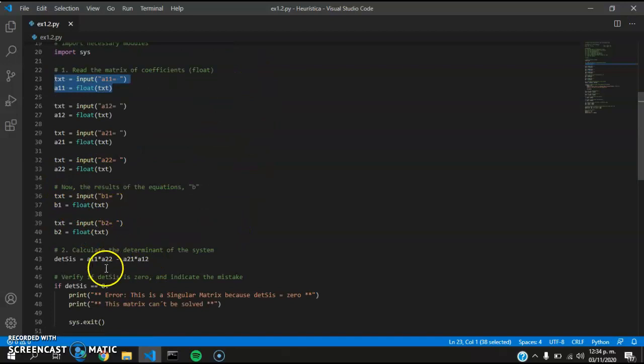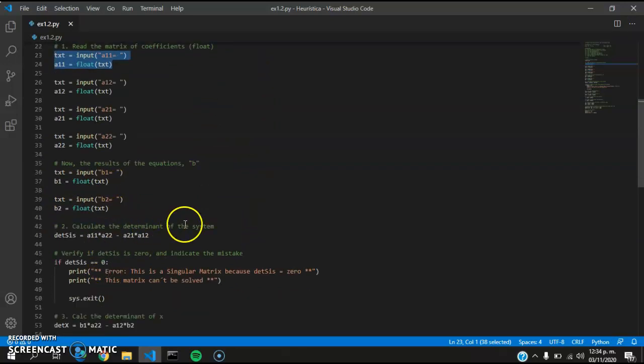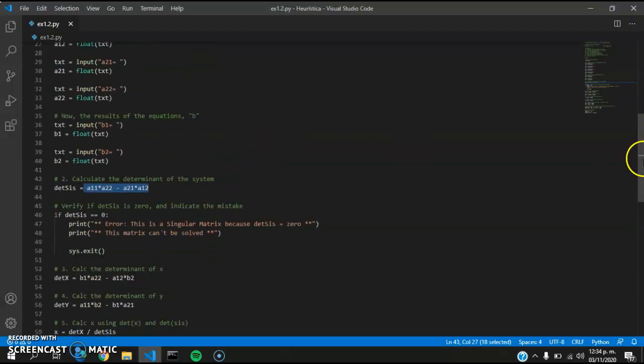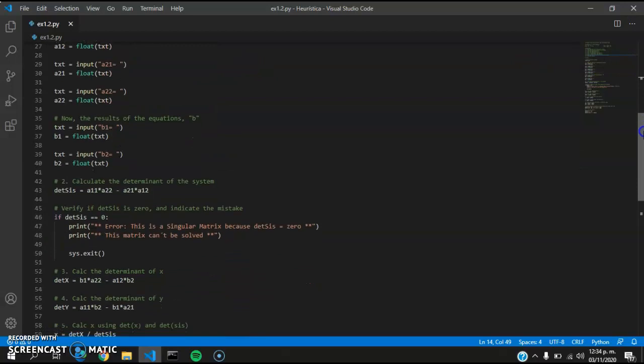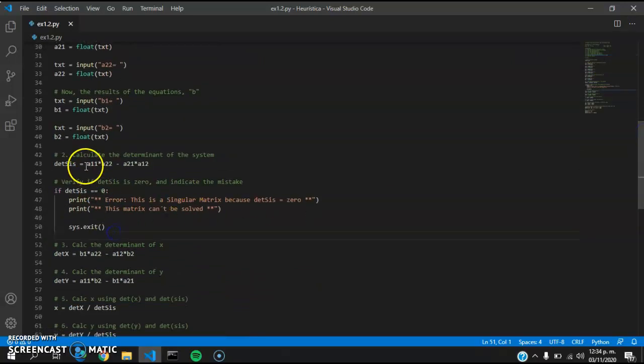Now that we have those, we're going to calculate the determinant of the system. As I was saying, this is the formula, which consists of multiplying A11 times A22 minus A21 times A12, and the result would be your determinant of the system, as you can see here: A11 times A22 minus A21 times A12.